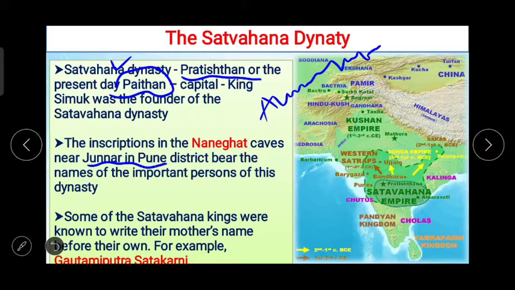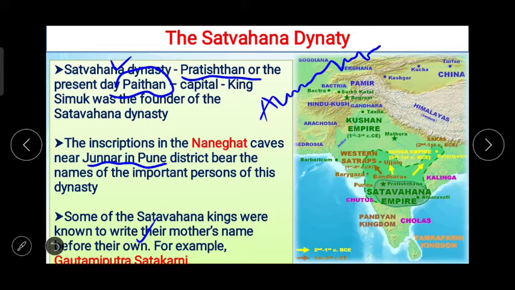जो सातवाहना डायनेस्टी है उनमें से जो कुछ इंपॉर्टेंट लोग थे उनके नाम नानेघाट में देखने को मिलते हैं. Some of the Satavahana kings were known to write their mothers' names before their own. For example, गौतमी पुत्र सातकर्णी. गौतमी पुत्र सातकर्णी क्या होता था, जैसे अभी हम अपना नाम लिखते हैं और हमारे नाम के सामने हमारे पापा का नाम लिखते हैं and then we put our surname.